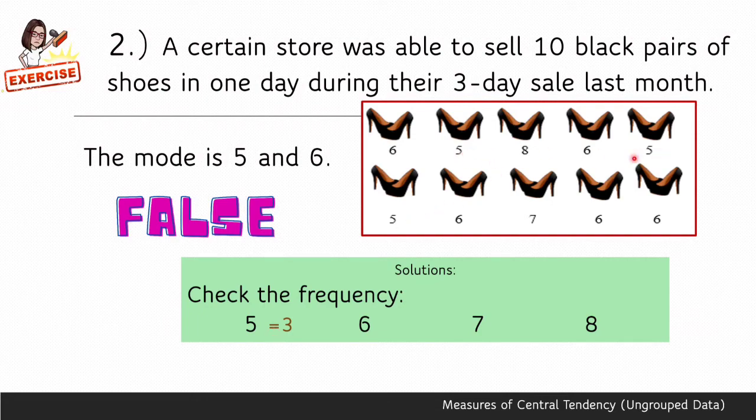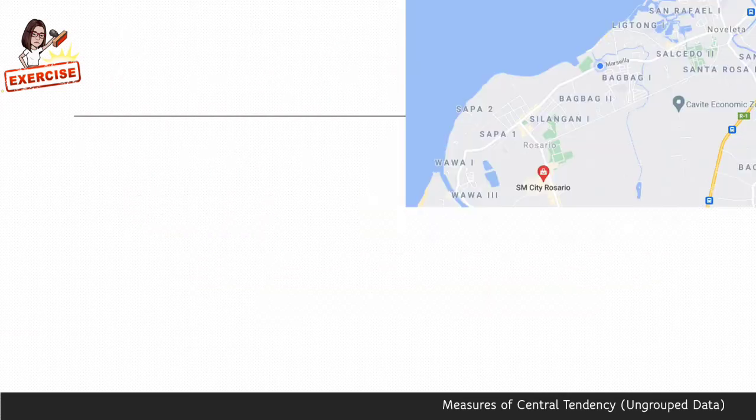How many 6 are there in the data? We have 5. 1, 2, 3, 4, and 5. How about 7? It appeared only once. 8 appeared only once also. So the number with the highest frequency is the number 6 only. That's why this statement is false. So our mode is 6. Okay? You get it? Nice job.